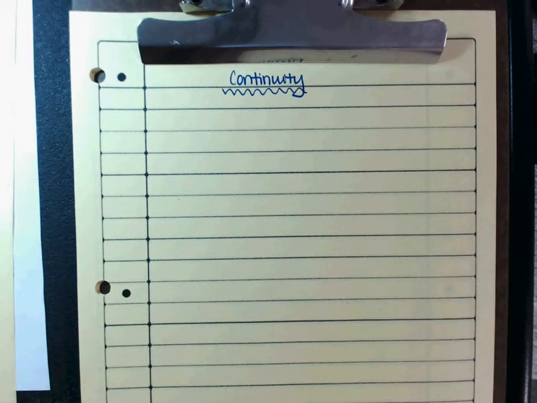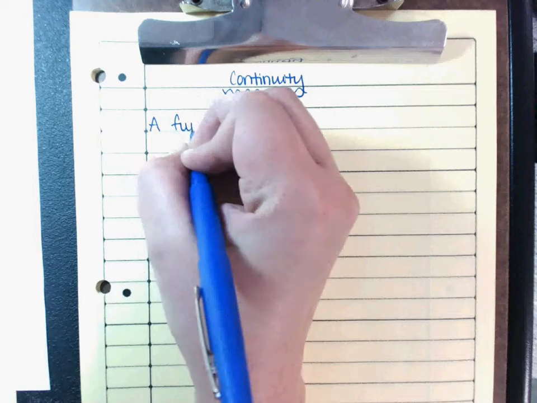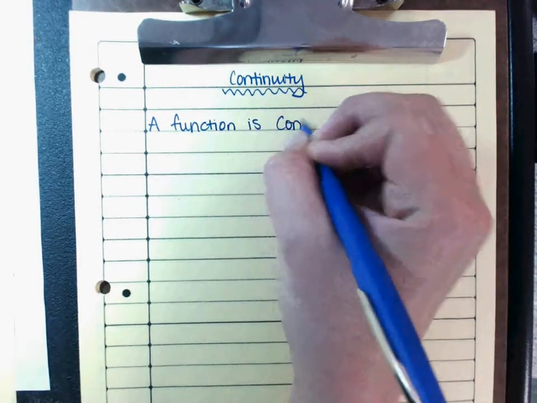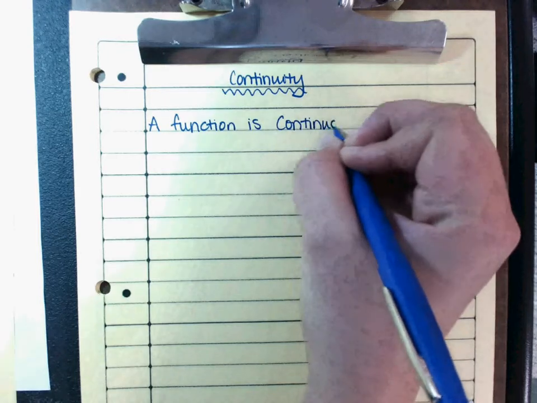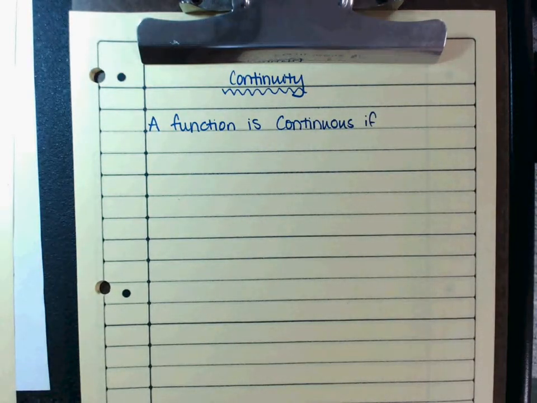Okay, continuity should sound like a word you did in pre-cal. So, continuous, yeah? A function is continuous if, in your own words, or in whatever words your pre-cal teacher told you, how do you know if a graph is continuous?